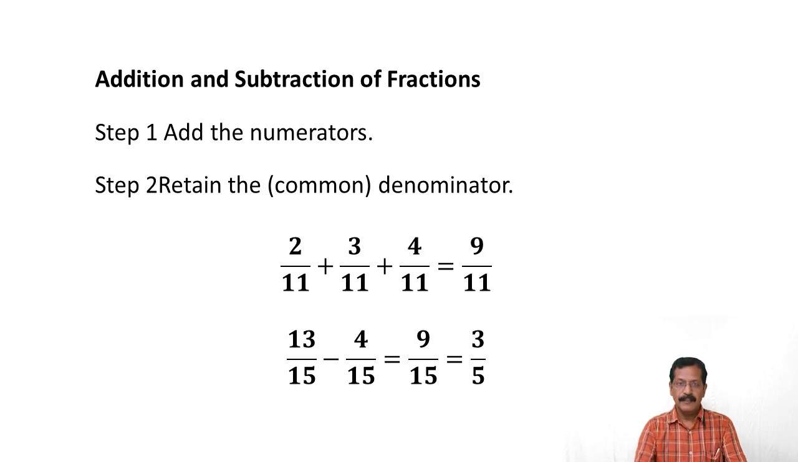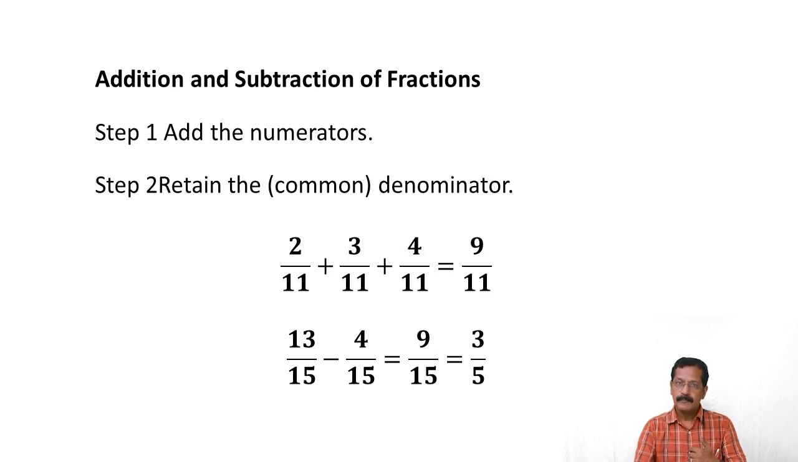Example, 2 by 11 plus 3 by 11 plus 4 by 11. See, the denominators are the same, so the fractions are like fractions. So let us retain the common denominator 11. Now just add the numerators, 2 plus 3 plus 4, that is 9. So the answer is 9 by 11.